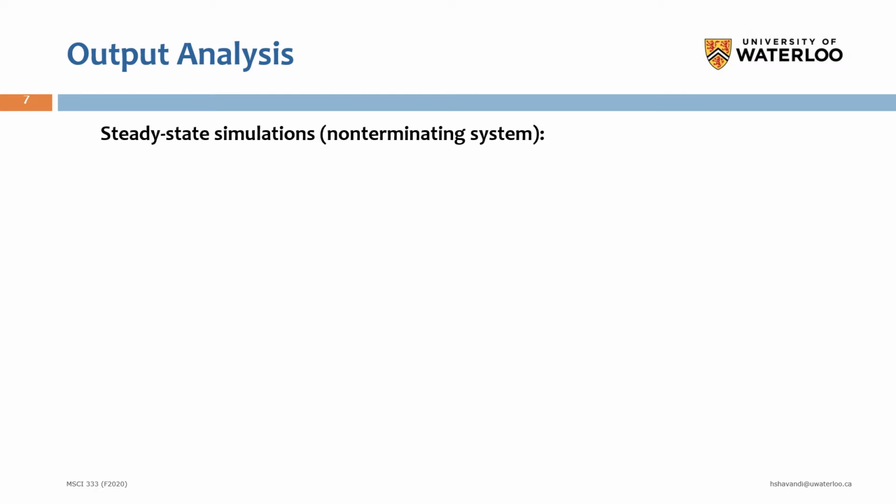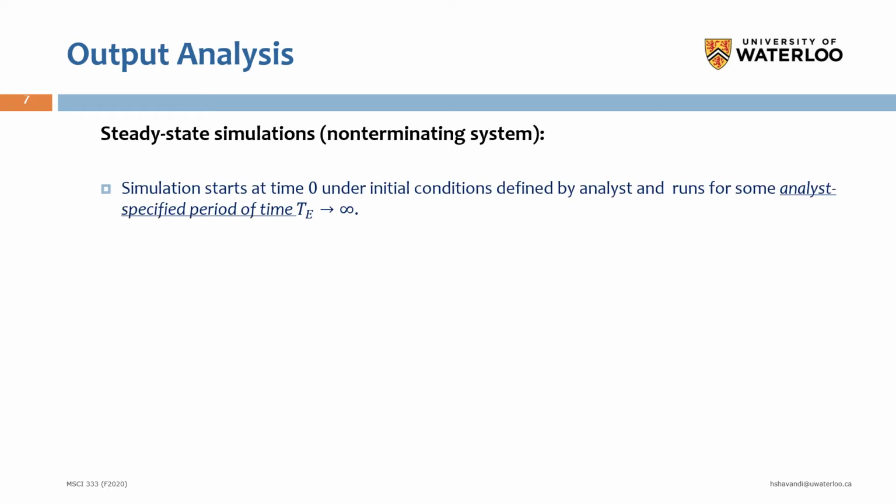so in output analysis of a steady state simulation or non-terminating system, again, we need to have a TE because the simulation cannot be run forever. It has to be stopped at some time, right?